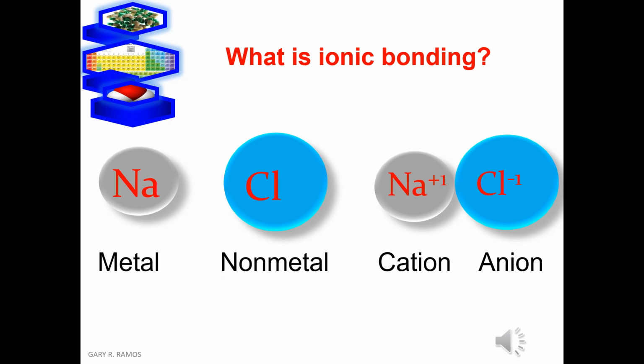Ionic bonding usually happens between a metal and a nonmetal. In this case, the sodium is the metal and the chlorine is the nonmetal. The metal loses electrons while the nonmetal gains electrons. Thus, ionic bonding is characterized by the transfer of electrons.